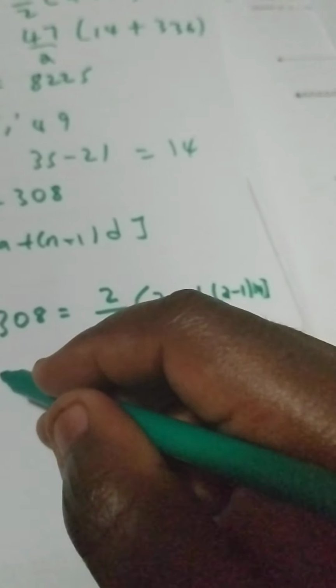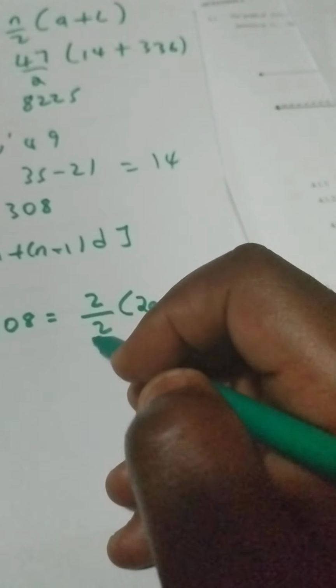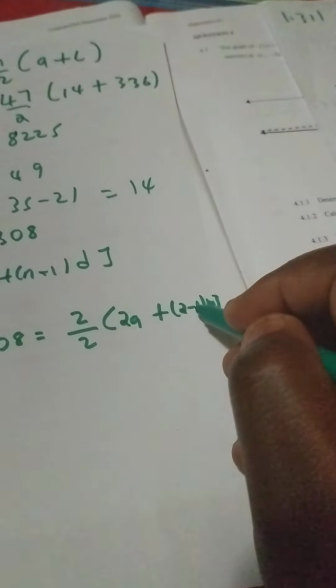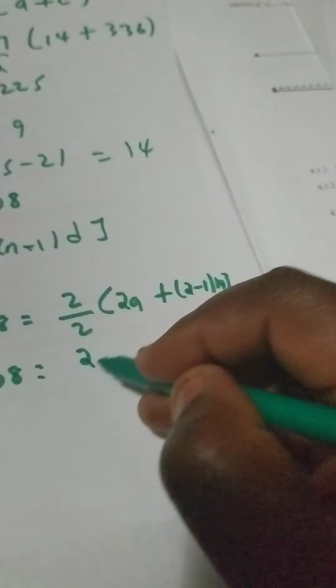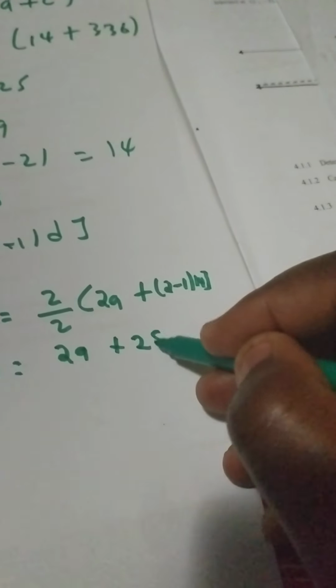Okay, so let's simplify this. So when you simplify this, this will be 1. Then 14 times 2, that will be 28. Okay, so this will be 308. So this will be 2a this side. 14 times 2, that will be 28.